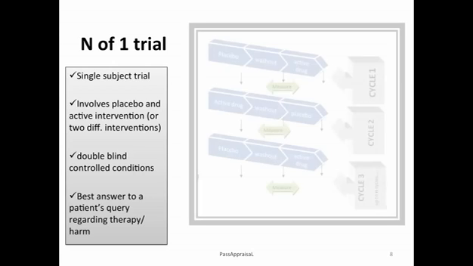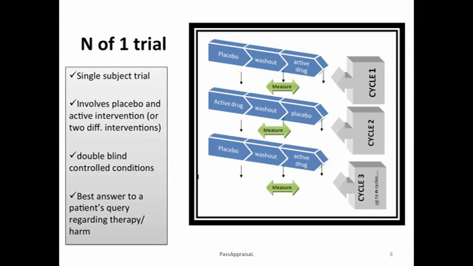How is this done? In this picture, you can see 3 cycles of a N of 1 trial shown. In a random manner, the patient initially gets either placebo or the active drug. In this figure, I've shown you the placebo treatment occurring initially. Then a washout period is given. This is followed by the active drug treatment. Now this completes 1 cycle. The cycles are then repeated.